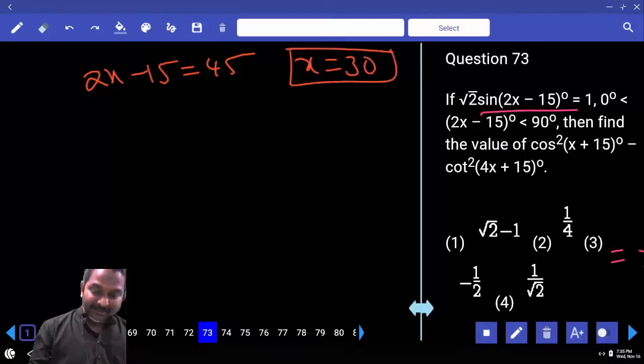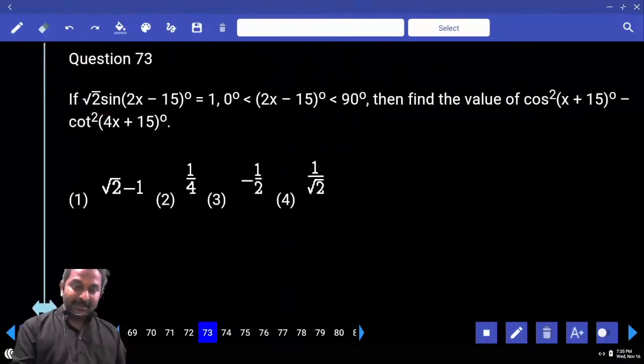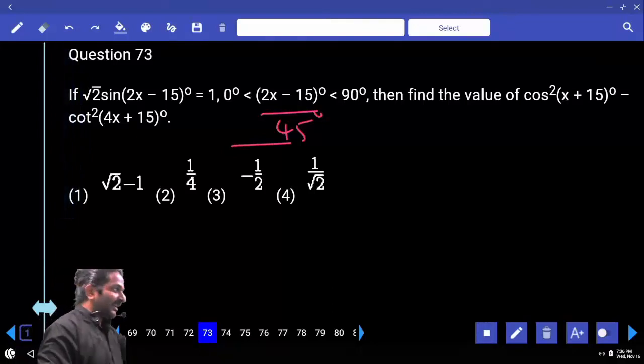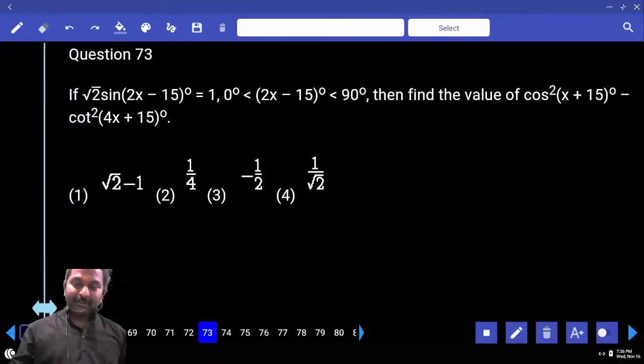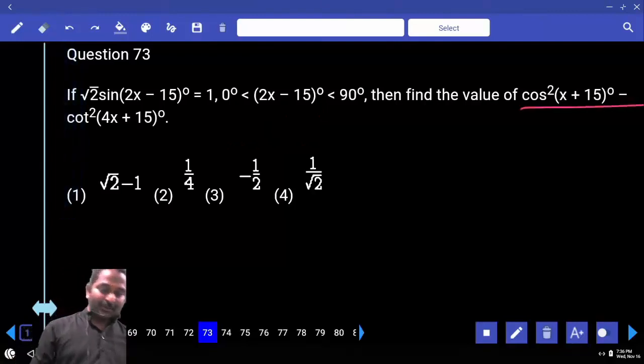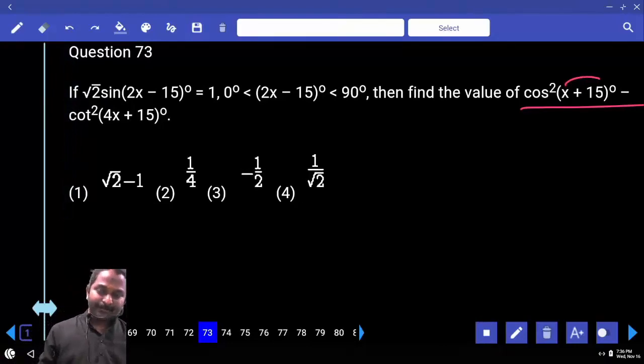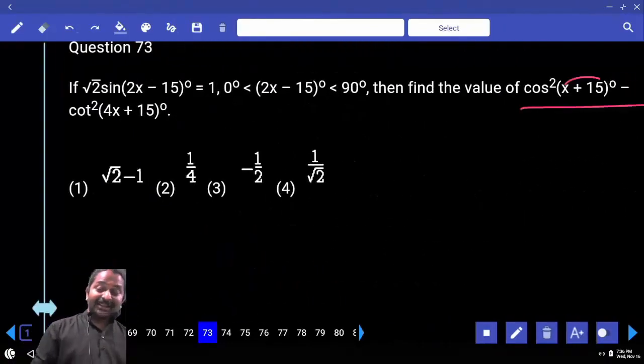X is 30. Just go and see the condition. 2x minus 15: 2x is 60, 60 minus 15 is 45. 45 is greater than 0 and less than 90. Condition satisfied? So comfortably you can substitute the value in this equation. 30 plus 15.